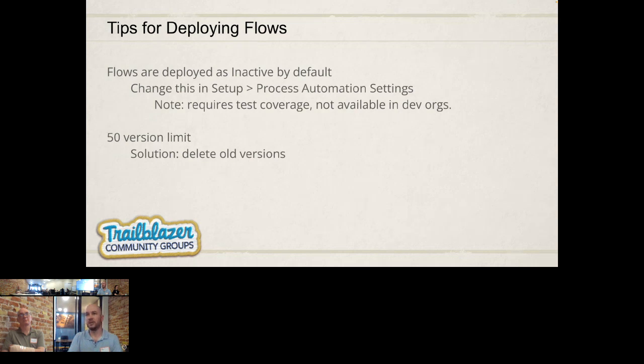That setting is not available in dev orgs as far as I can find. I'm not sure which orgs it's not in, but one thing to keep in mind, certain orgs may not have the ability to set it automatically. And lastly, there is a 50 version limit. So if you start hitting an error that says you can't create another flow, you might actually have to go delete some old flow versions. I've only hit that with a couple of clients so far, but if you're doing a lot of changes to your flow and deploying to your pipeline, you'll probably hit that limit.